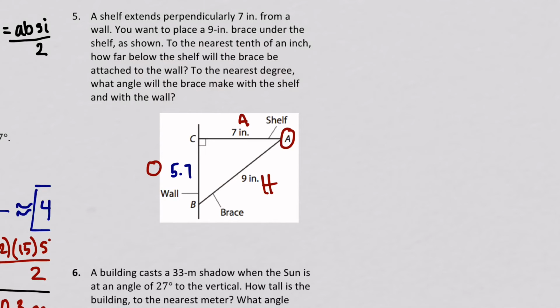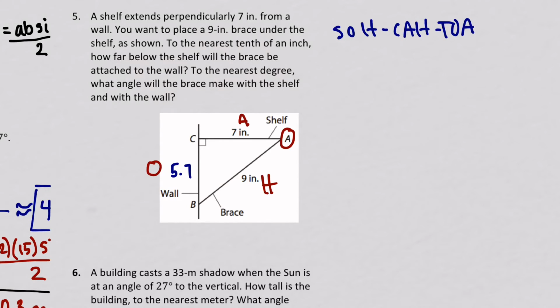Okay? And this is where the trig ratios come in. So I'm going to write SOHCAHTOA again. Which means sine is opposite over hypotenuse, cosine is adjacent over hypotenuse, tangent is opposite over adjacent.